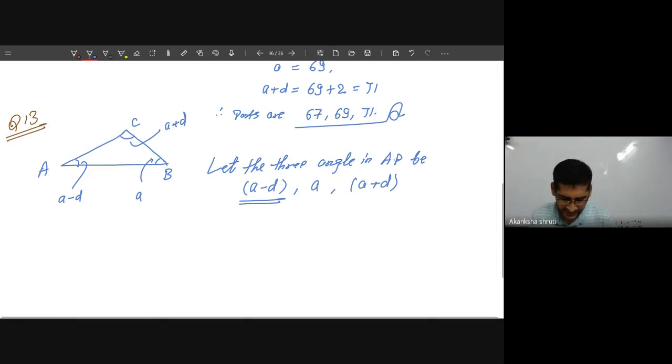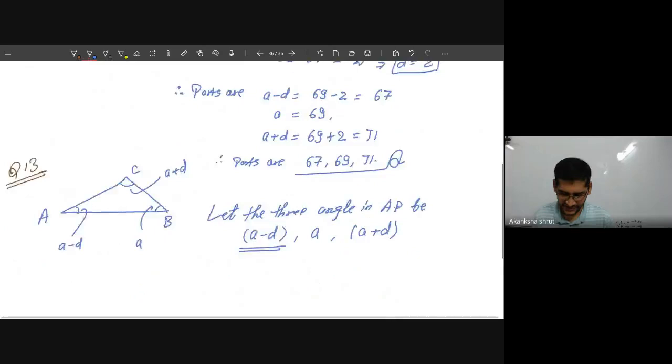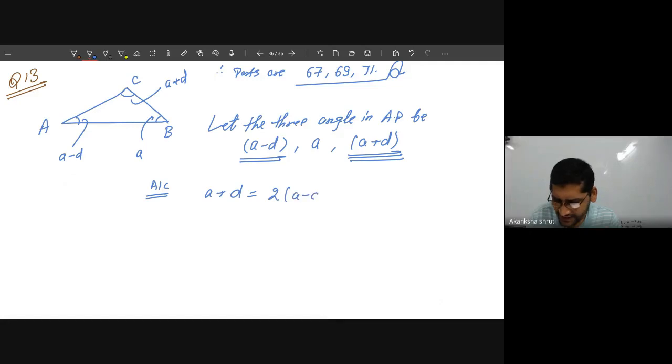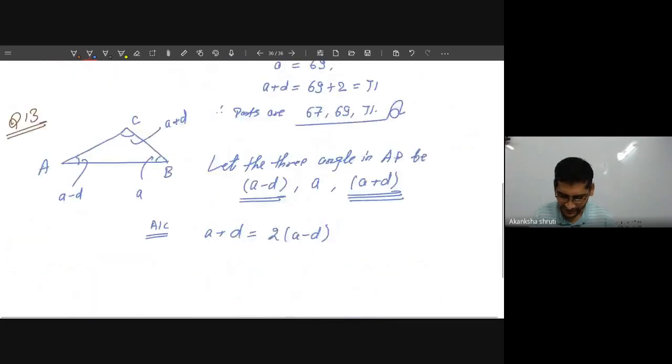Now it is given that the greatest angle is twice the least. So according to the question, the greatest angle, means the largest angle, is twice the least. So which one will be the largest? This will be the largest. So A plus D is twice of the least, which is A minus D. Okay, student? This is the one condition which is given in the question. I have applied it. There is no other condition.